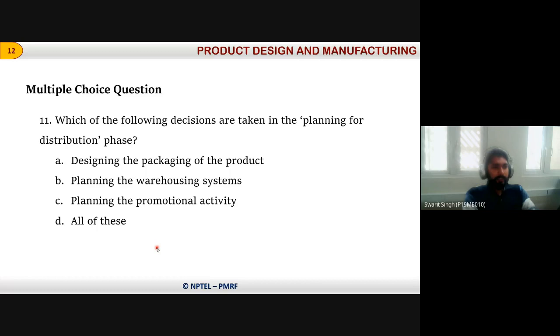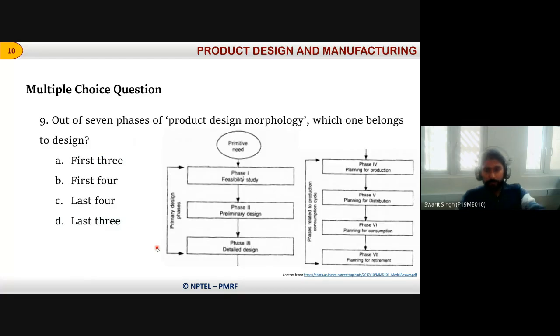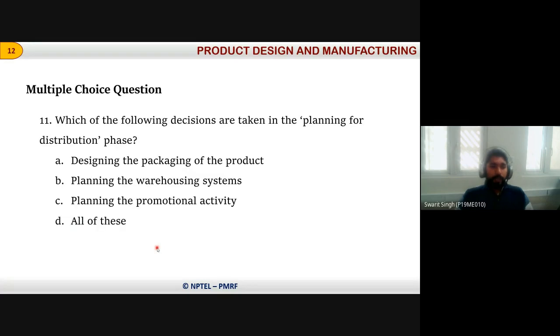Now, question number 11. This relates to the earlier discussions. It says, which of the following decisions are taken in planning for distribution? Planning for distribution is one of the morphology phases, phase number 5. The decisions are: designing the packaging of the product, planning the warehousing systems, planning the promotional activities, or all of these.